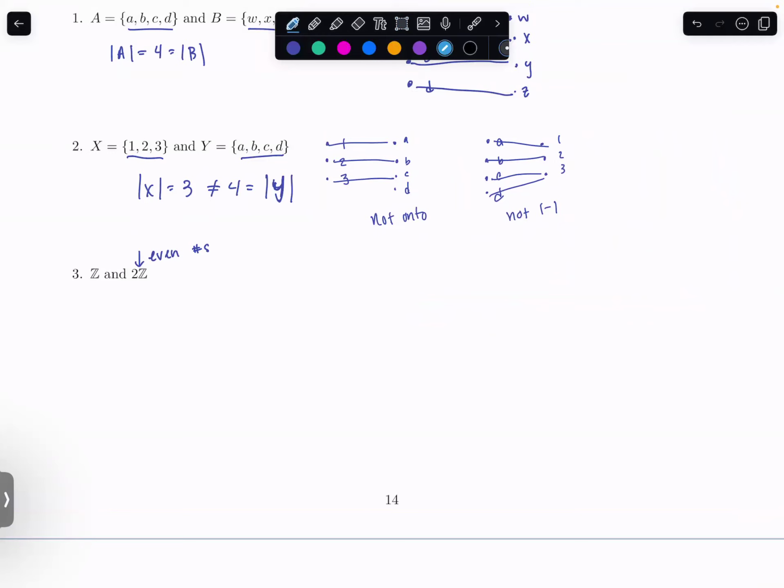Okay, so this is trippy and probably the trippiest thing we have done so far, but these are actually equivalent. And it doesn't feel like they should be, right? Because the integers is all of the integers and the even integers is just the even ones, but there are the same number of them. These are both countably infinite.